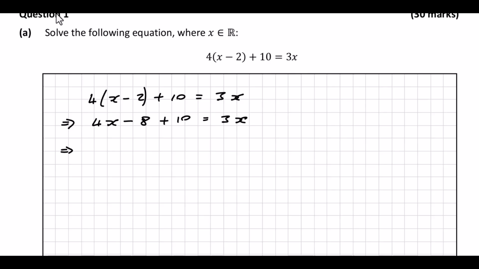Next line then, I'm just going to add these two here. So that's 4x. We've got minus 8 plus 10. So you go down 8, you go up 10. So you're up 2, and that's equal to 3x.